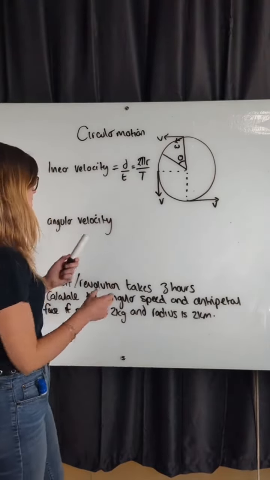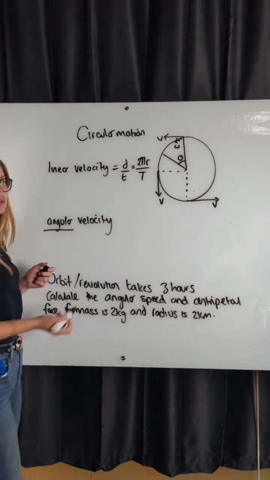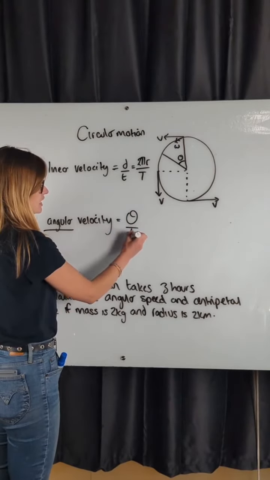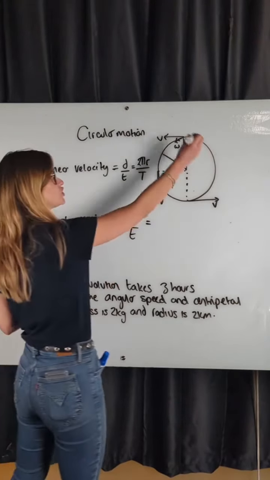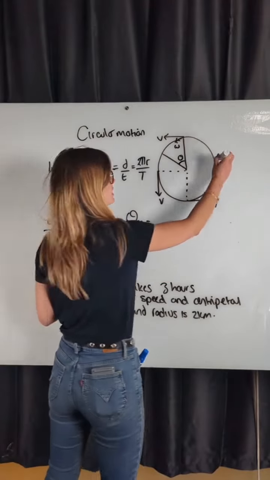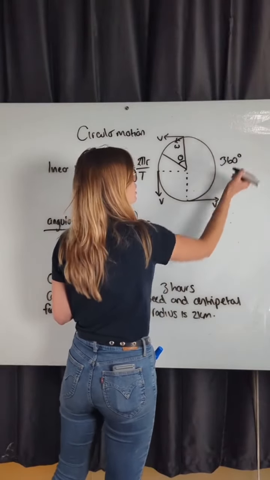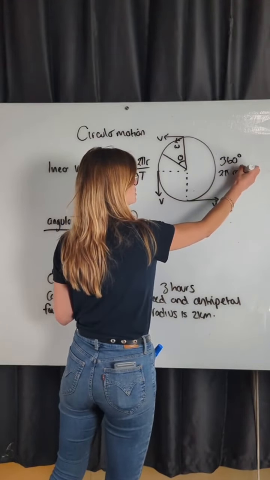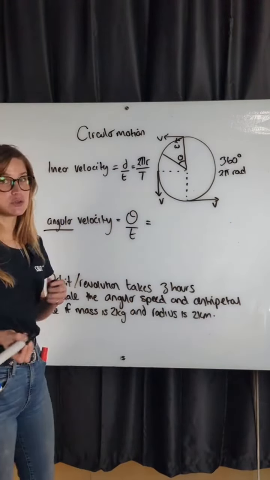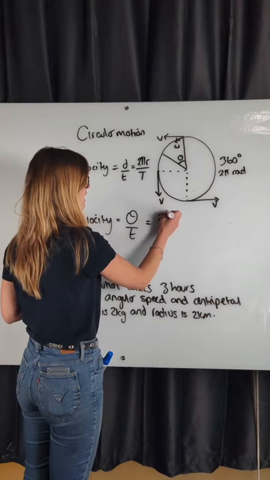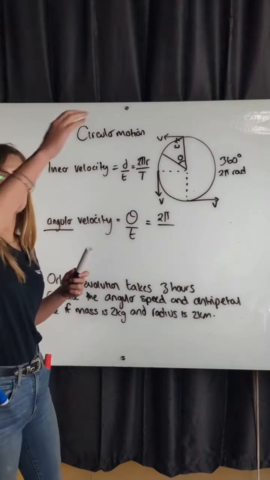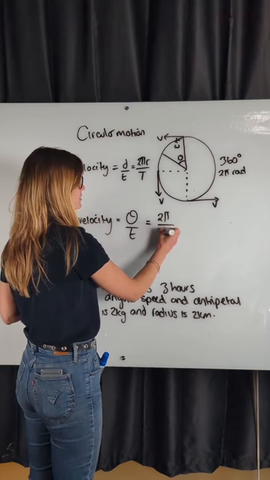The angular velocity is exactly what it says: it's the angle it goes through in a certain time. If it goes through a full circle, we know a full circle is 360 degrees, but we can also write it as 2 pi radians. So the angle it goes through is 2 pi, and the time it takes to go through that angle is, again, my full circle, my full time period, so that's the capital T.